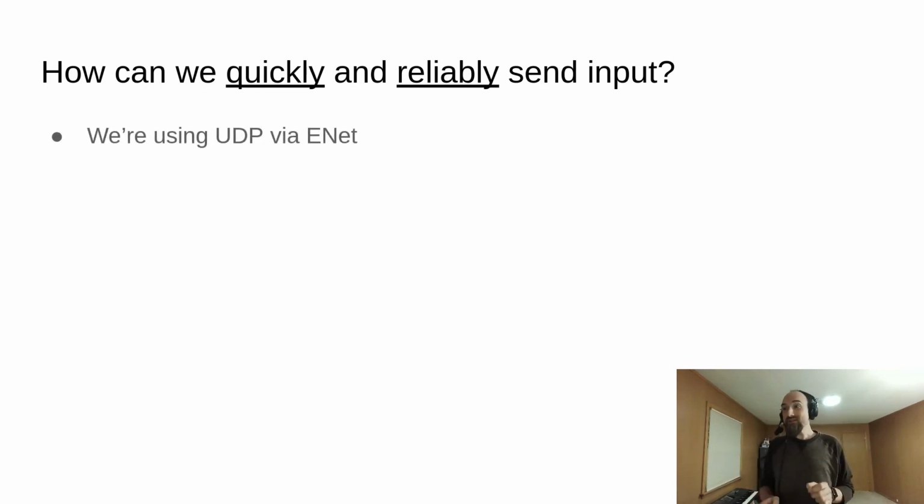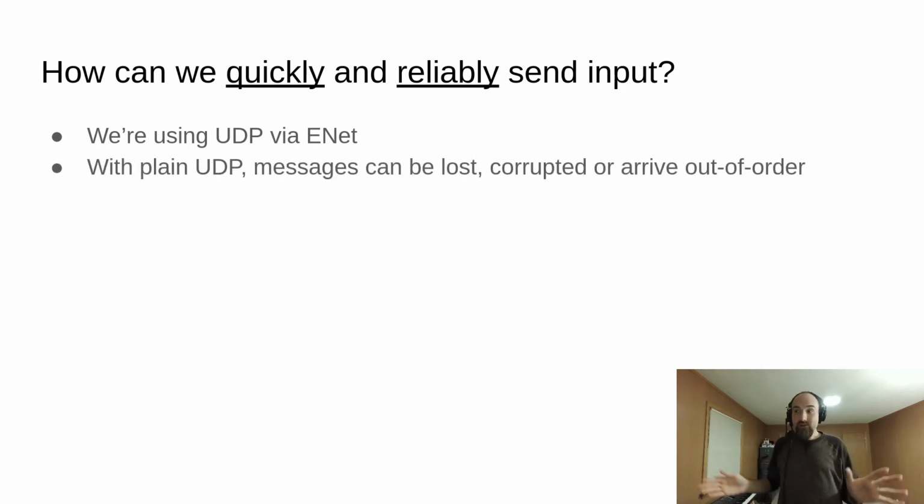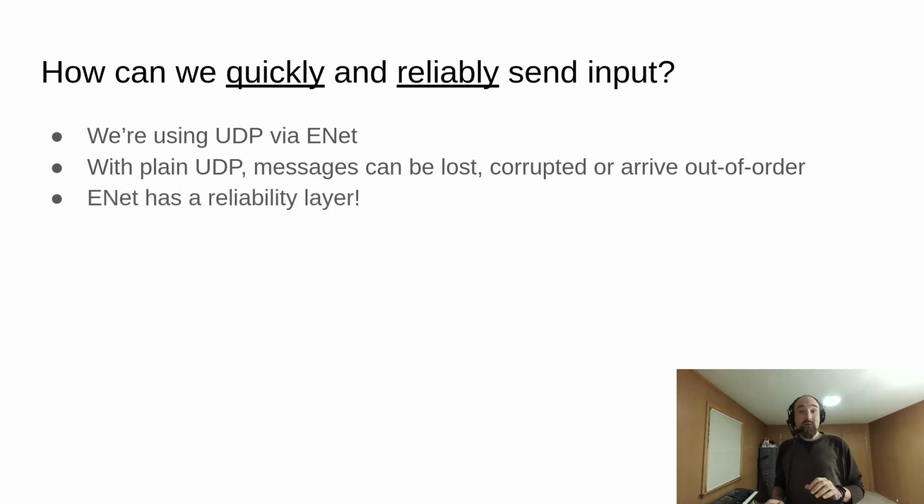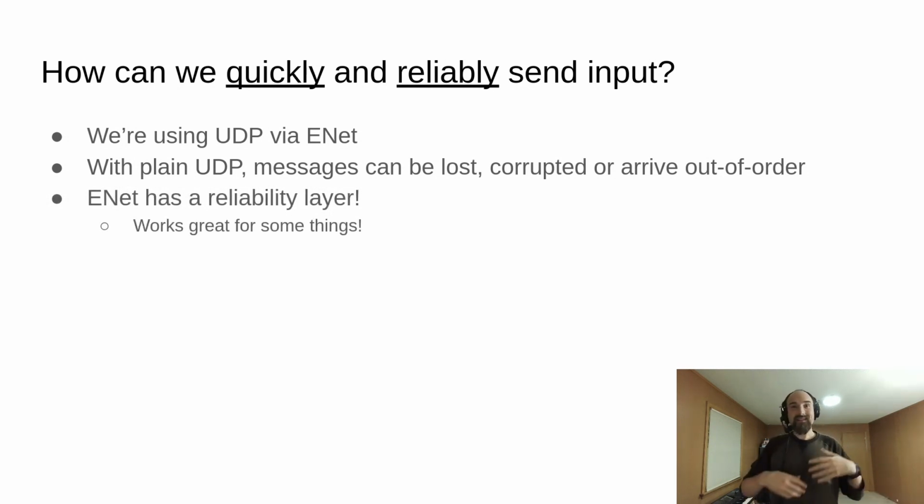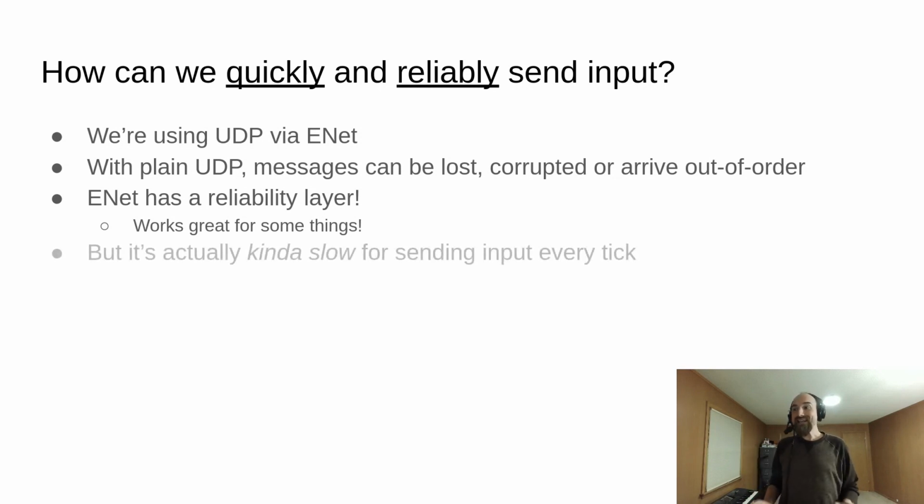Well, we are using UDP via eNet. With plain old UDP, there are no reliability guarantees. Messages can be lost, corrupted, or arrive out of order. eNet has this really cool reliability layer, which is great for some things like setting up the session, sharing match configuration, like what stage we are going to play, what game mode, but it's actually kind of slow for sending input every tick. Let me explain why.